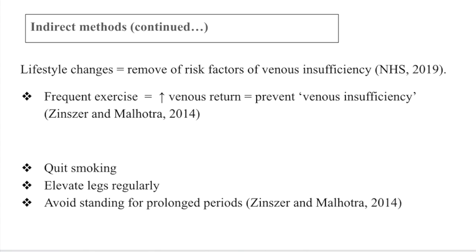Exercise will decrease obesity. Further, exercise that targets the lower limb will contract skeletal muscle in the legs that will compress deep veins and therefore improve the return of venous blood to the heart, thus preventing venous insufficiency. Along with exercise, those who have venous leg ulcers should avoid standing or sitting for long periods of time, quit smoking, and elevate their legs regularly.